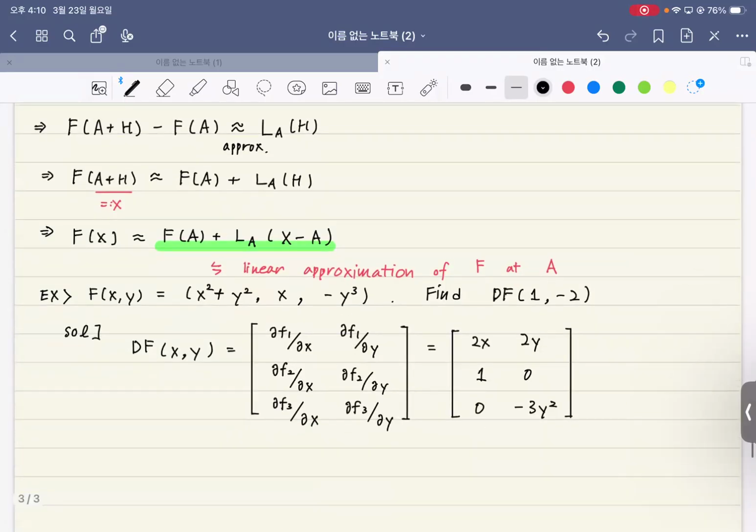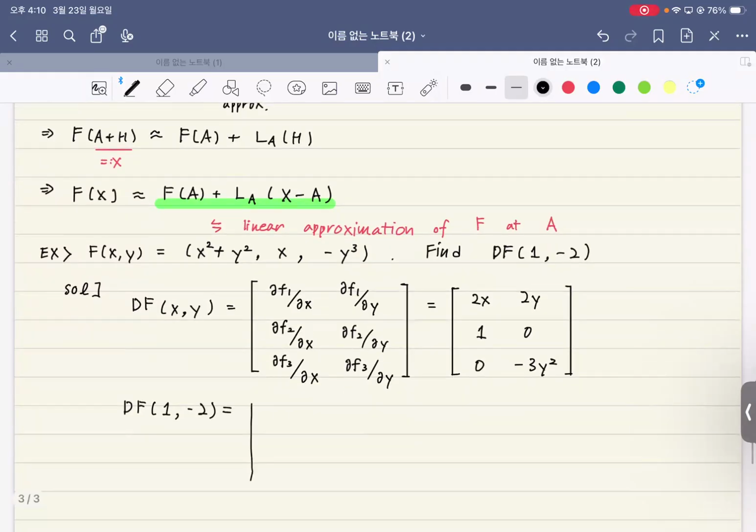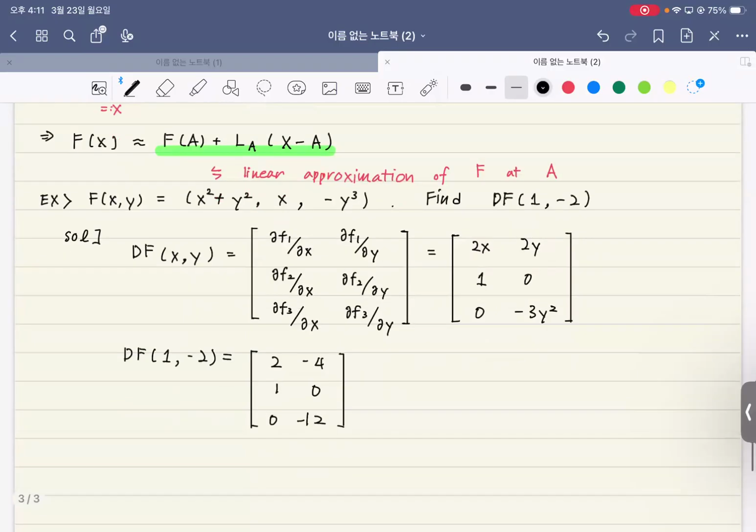All right. This is the general matrix derivative, but we are supposed to find the matrix derivative at this very special point. All you have to do is plug this point into these partial derivatives, which gives 2, minus 4, 1, 0, and 0, and minus 12. So this is the matrix derivative.